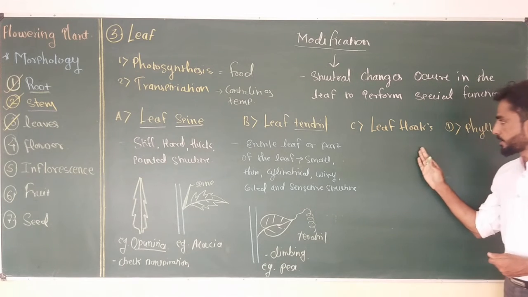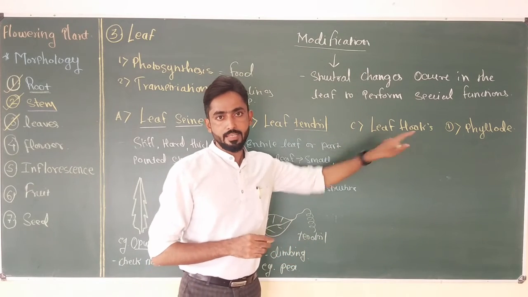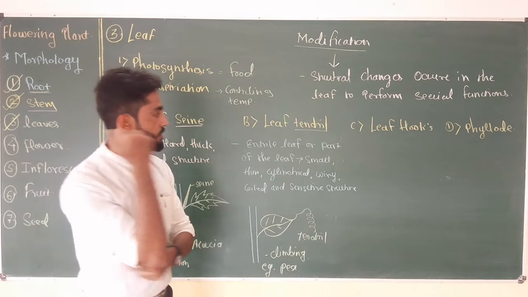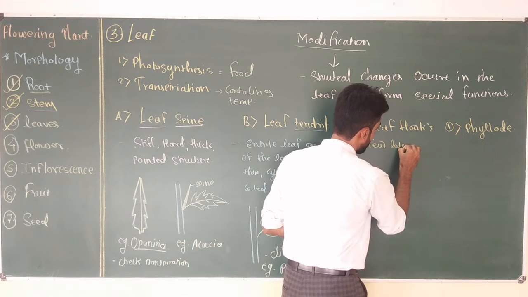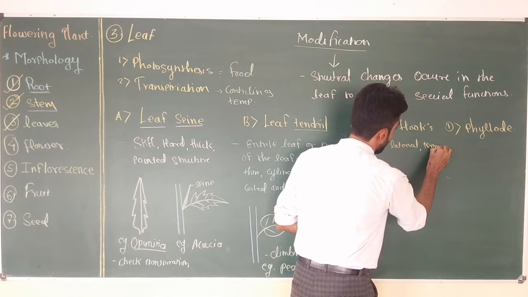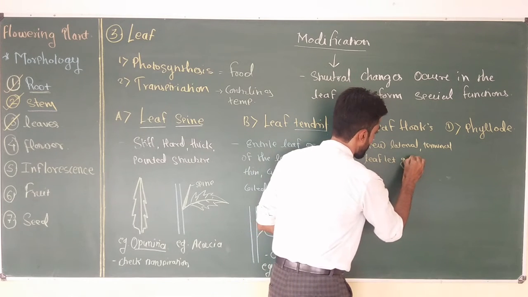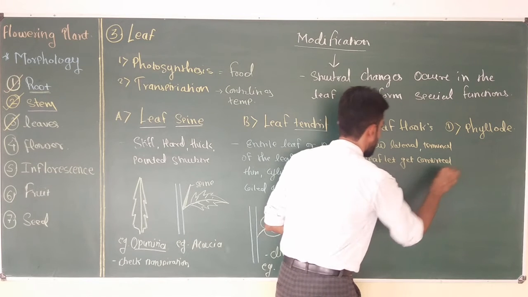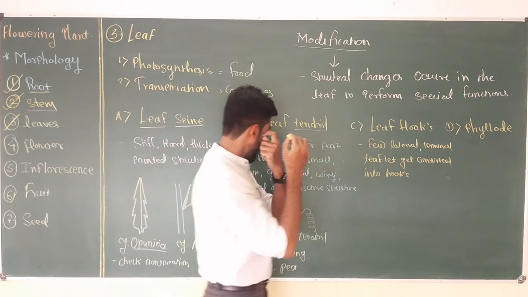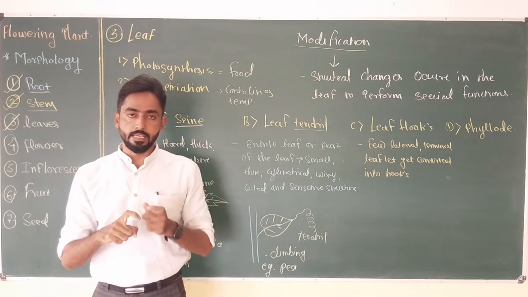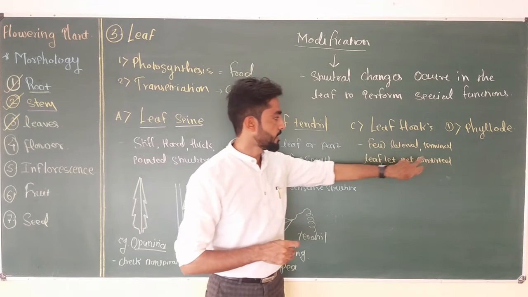Now the third type of modification which is present in angiospermic plants is leaf hooks. The name itself suggests it is a type of modification in which a few lateral or terminal leaflets get converted into hooks. What are hooks? They are curved, thick, hard structures produced from some terminal leaflets.